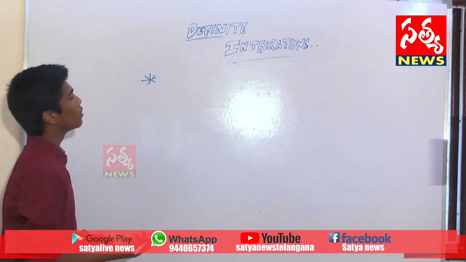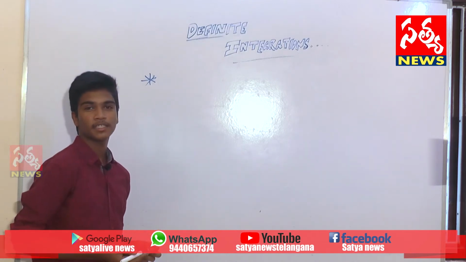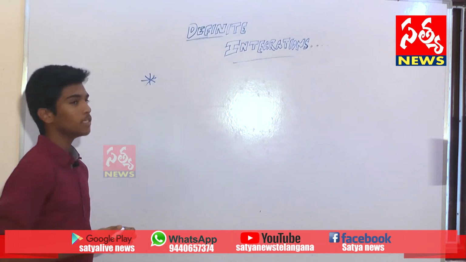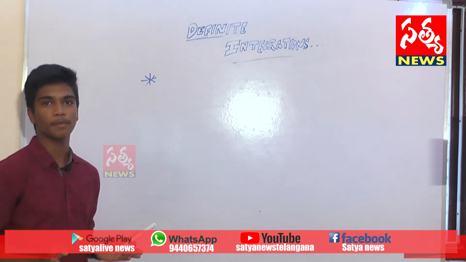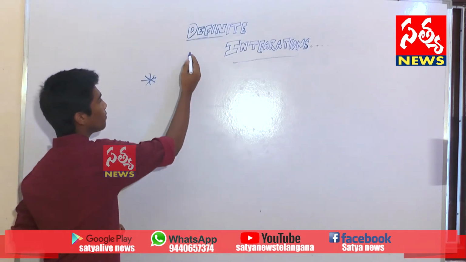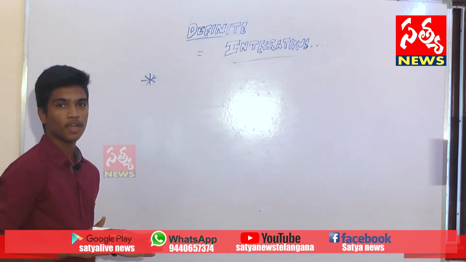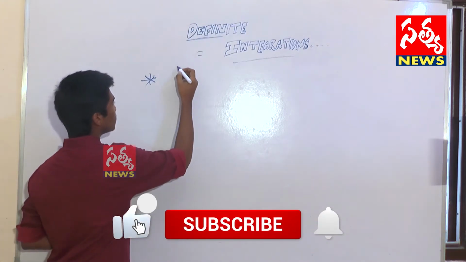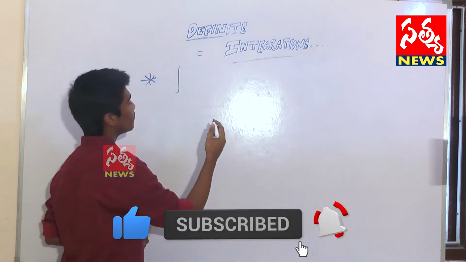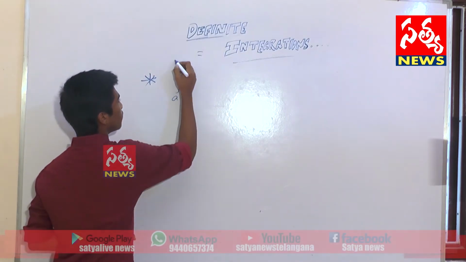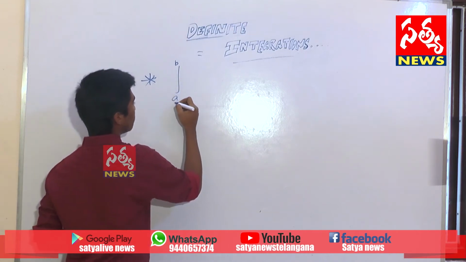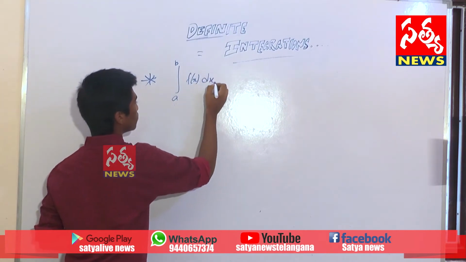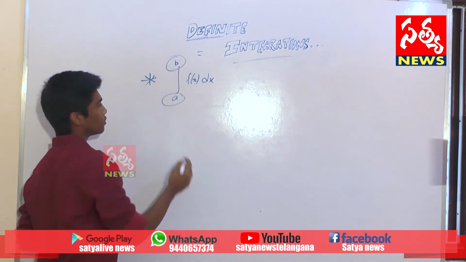First of all, what is the difference between indefinite integrations and definite integrations? In the heading itself, indefinite means there is no end to the limits. But here, definite means there is some end to that function after integrating it. So a function is represented in the form of definite integration as the integral from a to b of f of x dx. These a and b are limits.